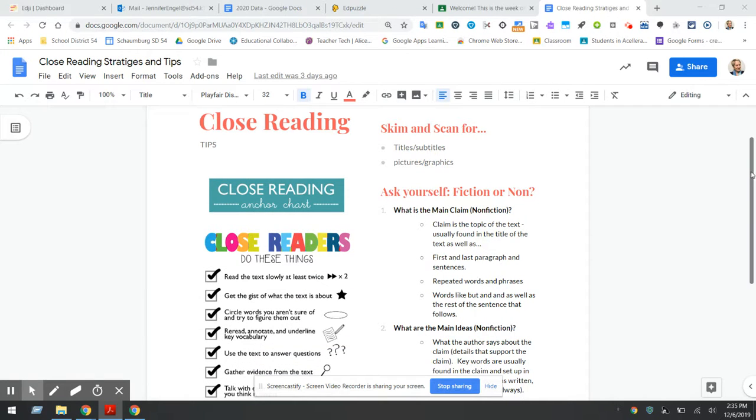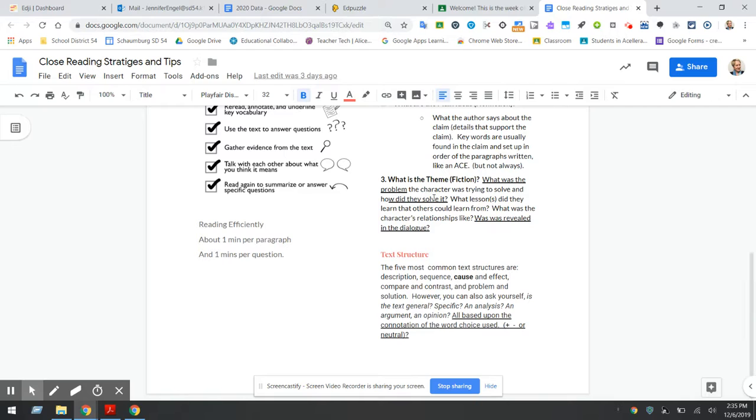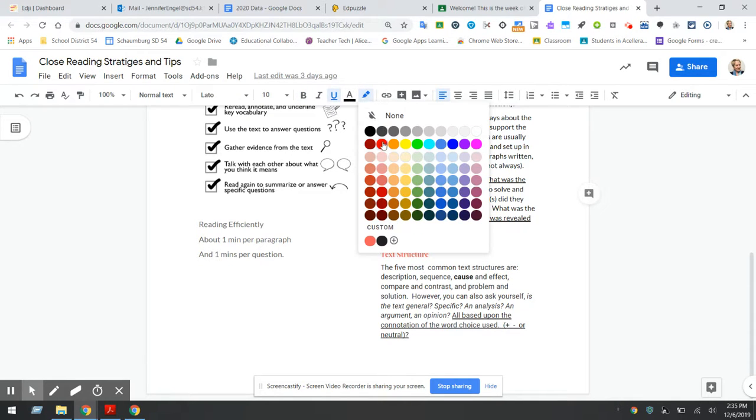So now that I know that, I know it's not nonfiction, so I'm not looking for a main claim. I'm not looking for a main idea. So one thing that I'm going to be doing is going down here. I'm looking for a theme of fiction. When I'm looking for a theme, I'm looking for what was the problem that the character had, right? So maybe for that one, I like to use the color red. Ooh, might be a little bit too dark.